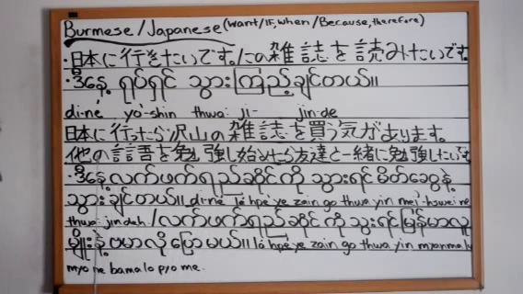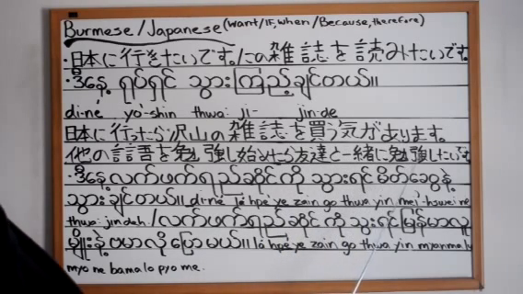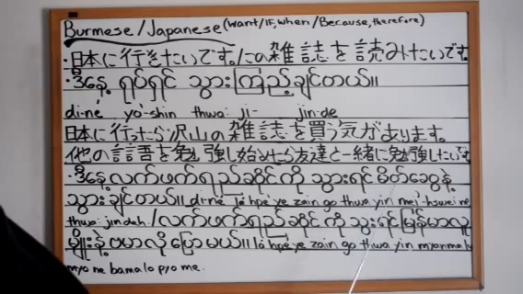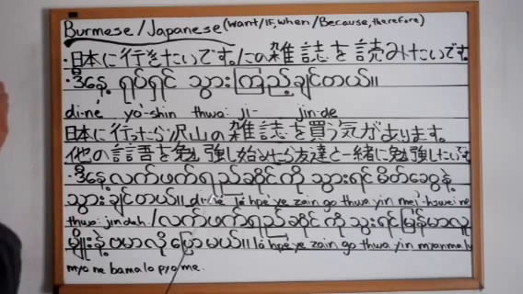Okay, let's look at the second sentence. 他の言語を勉強し始めたら、友達と一緒に勉強したいです。 So, when I begin learning another language, I want to study with a friend. When I begin learning another language, I want to study with a friend.